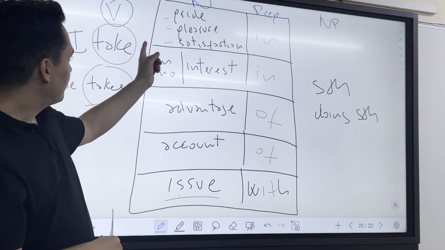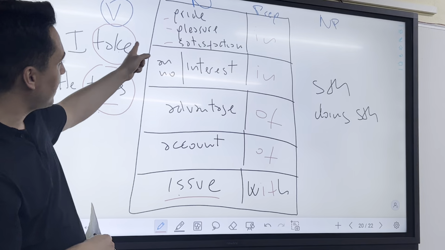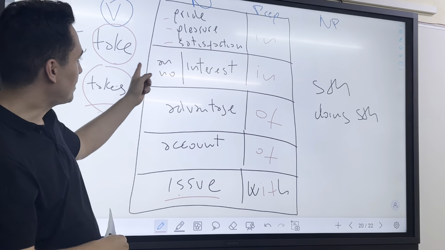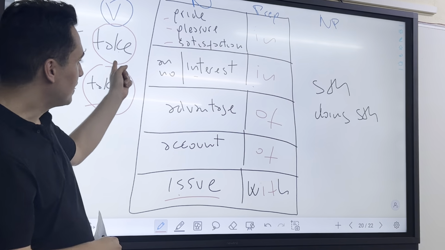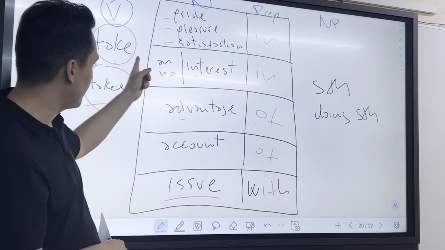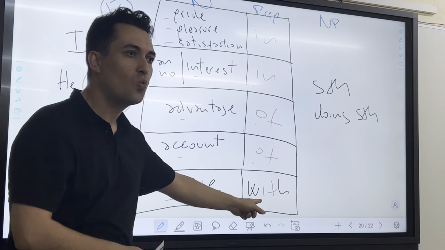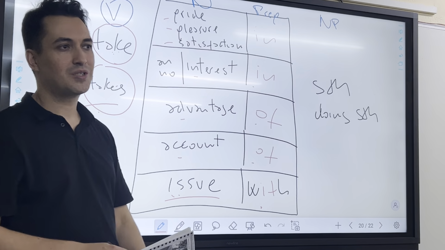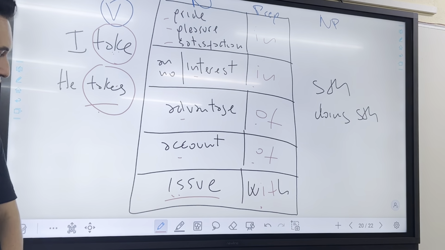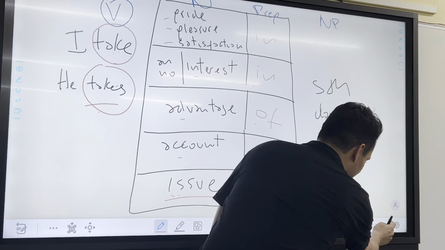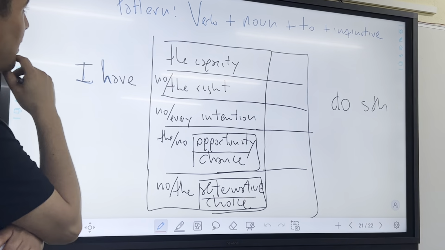So remember, with the verb to take: pride in something, interest in something, advantage of something, account of something, and take issue with something. So far so good. 21. 21 out of 22.